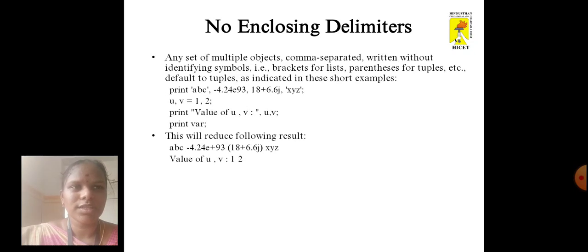No enclosing delimiters. Any set of multiple objects separated by commas and written without identifying symbols, such as brackets for lists or parentheses for tuples, defaults to tuples. Short examples. This will be reduced to the following result. You do not need to mention any parentheses for the tuple.